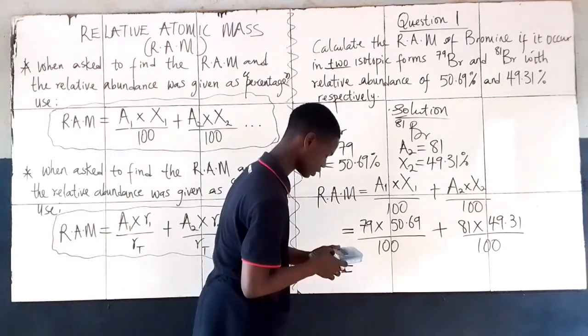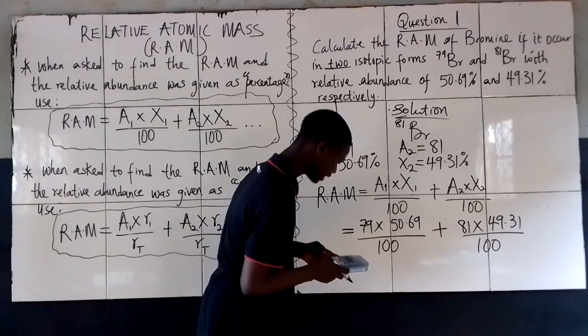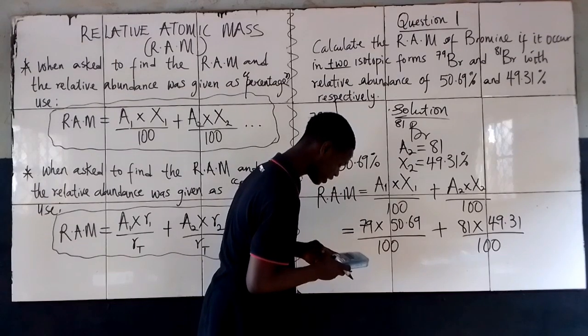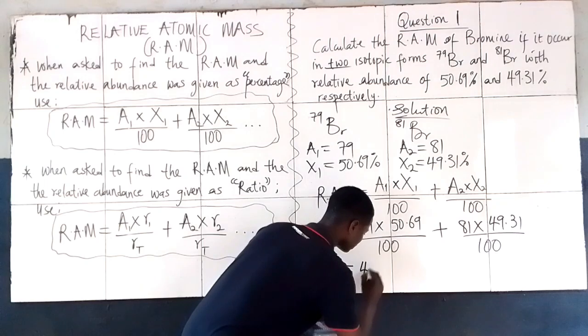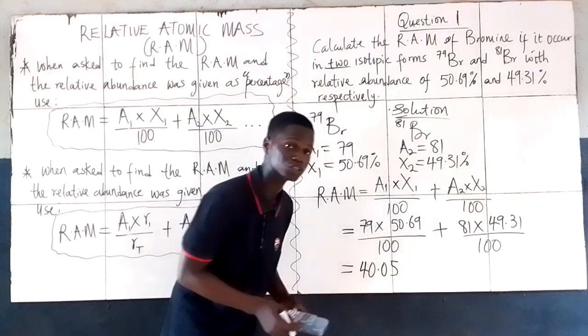I think I have to do it again. I made some error in the typing. 79 times 50.69, okay? Divided by 100. This is what we have: 40.05. Like I said, approximate to what?